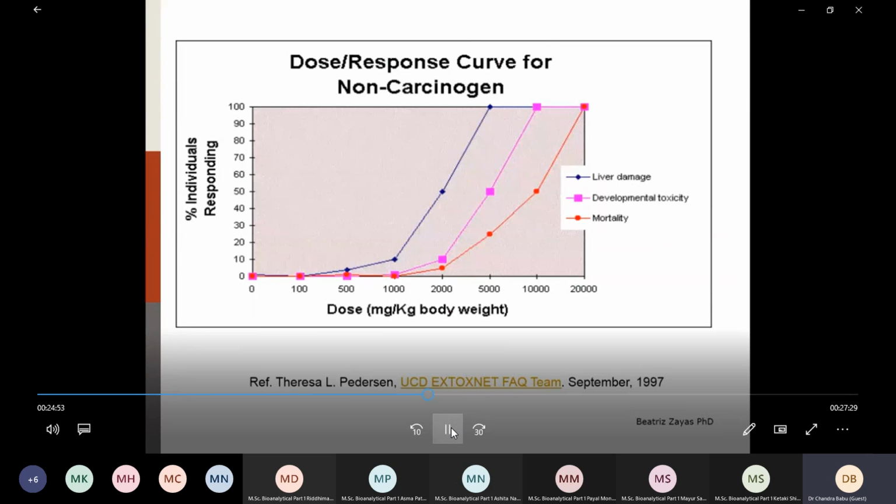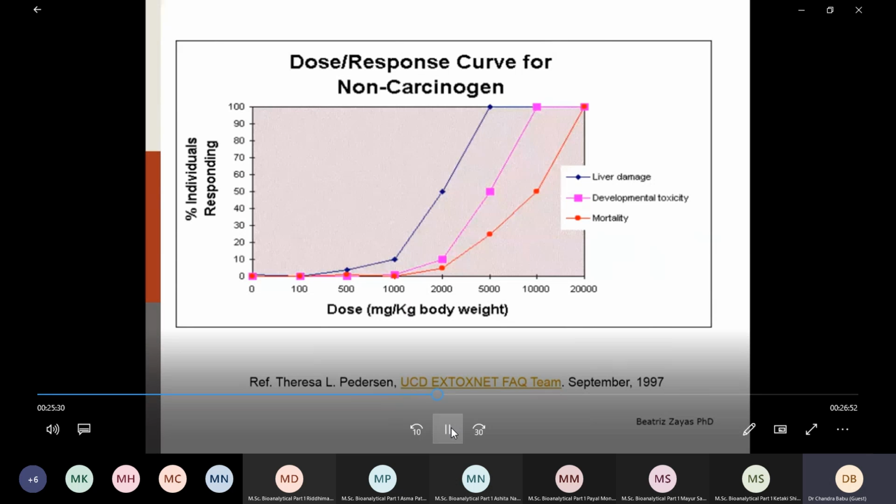In this case, we have the dose response curve for non-carcinogens. You will have three endpoints here: liver damage, developmental toxicity, and mortality. The dose is represented in milligram per kilogram of body weight, which, as you can understand, depends on the size of the subject. In this case they're animals, and the dose depends on the size of the animal: milligram per kilogram of body weight. And the response is represented in percentage.